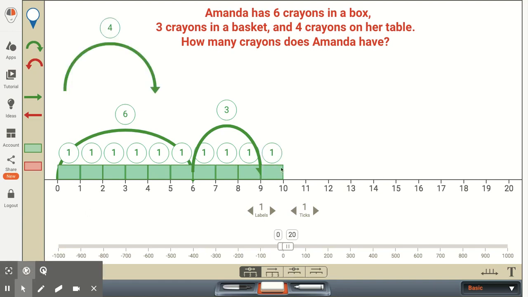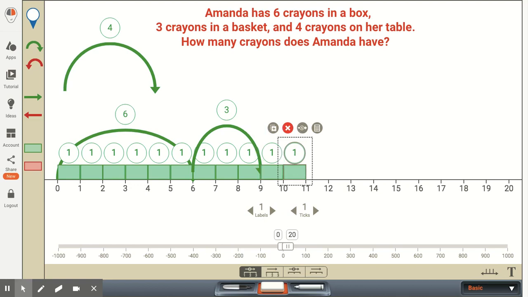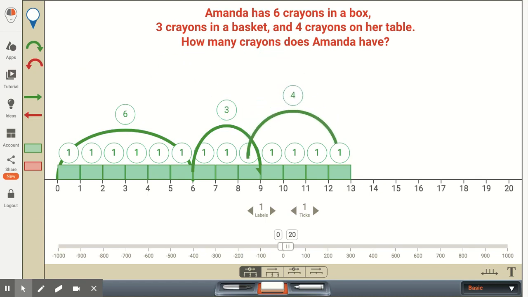And now we have the last 4 crayons to add, so this would be 1, 2, 3, 4. So we started at 9. We added 4 more crayons, and we bring this down on our number line, and that shows we now have the answer or the total or sum of 13.